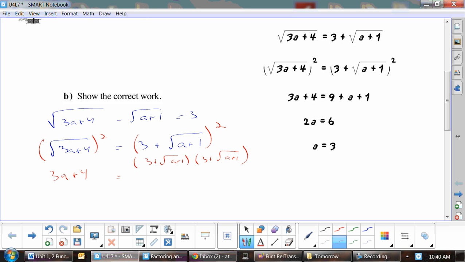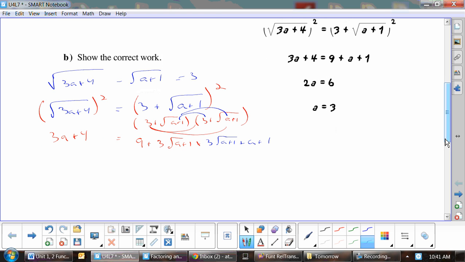So then I will FOIL it. Okay, so that is 9 plus 3 square root a plus 1, plus, do the next two, right? 3 square root a plus 1. And this is kind of nice. Square root a plus 1 times square root a plus 1 is a plus 1.